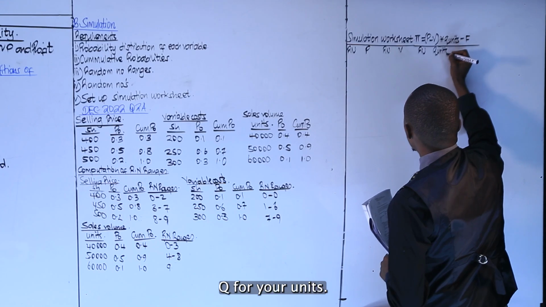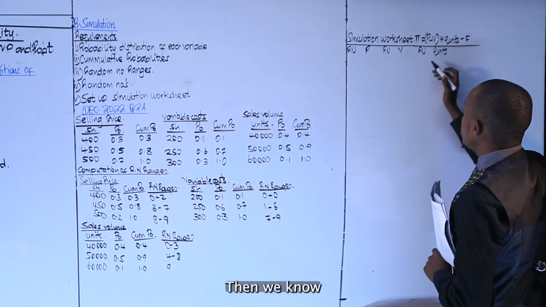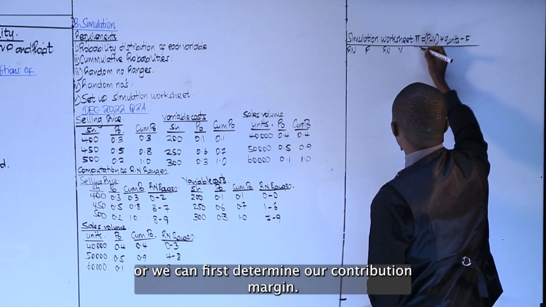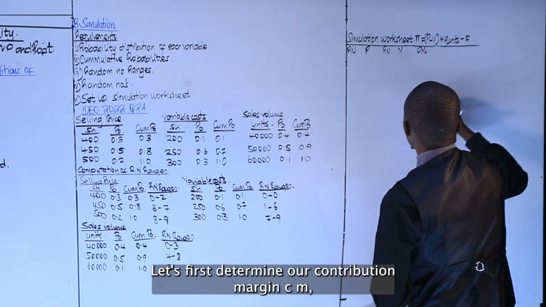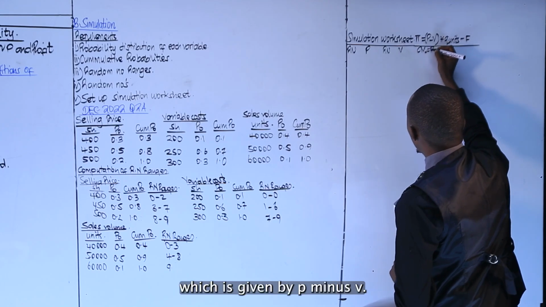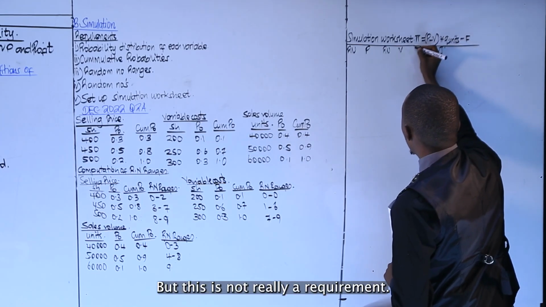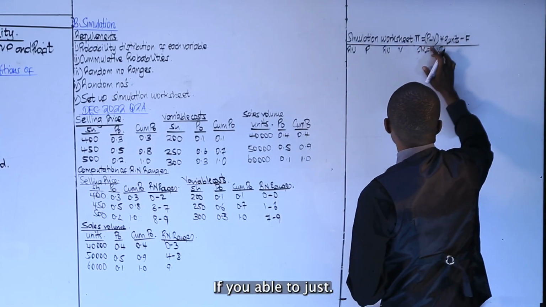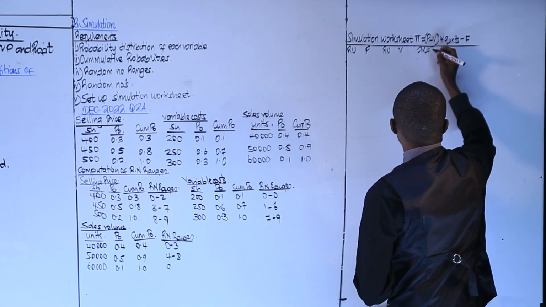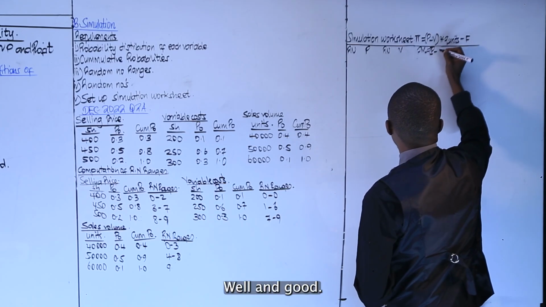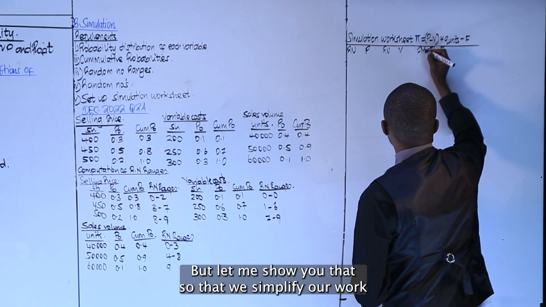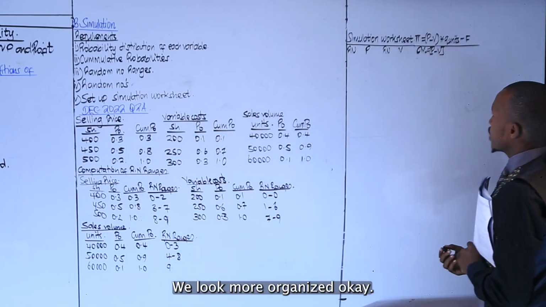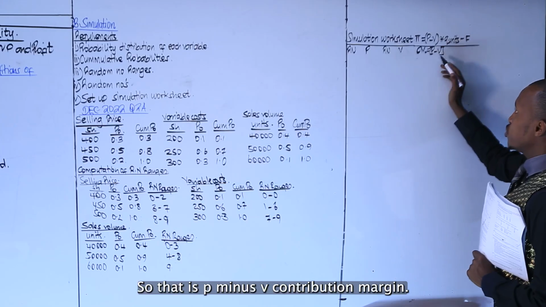Then we can first determine our contribution margin CM, which is given by P minus V. This is not fully a requirement, but let's just determine it. If you're able to compute directly, well and good, but let me show you so that we simplify our work and look more organized. So that is P minus V, contribution margin.